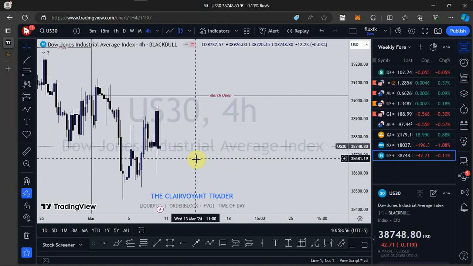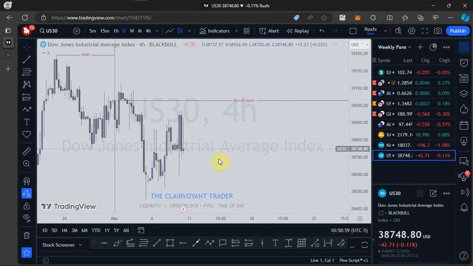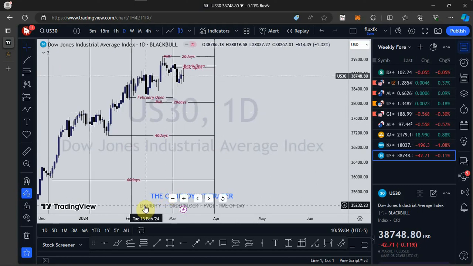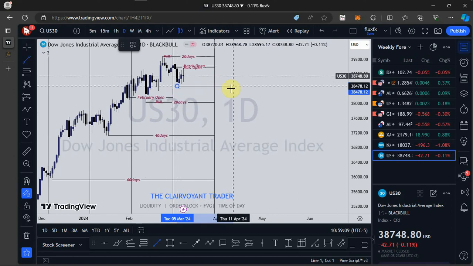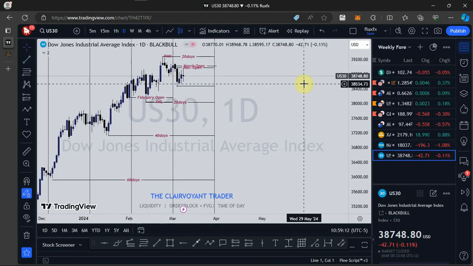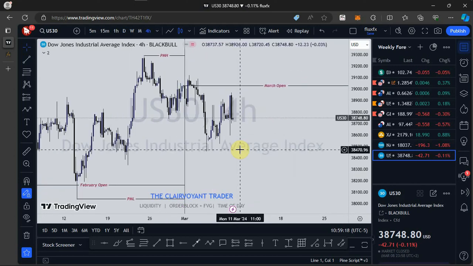As it stands now, the overall direction of US30 is giving us a bullish sentiment, unless we take out this low right here. Once this low is still intact, then definitely we'll see price push to the upside. So going into next week, I'll be watching this low.